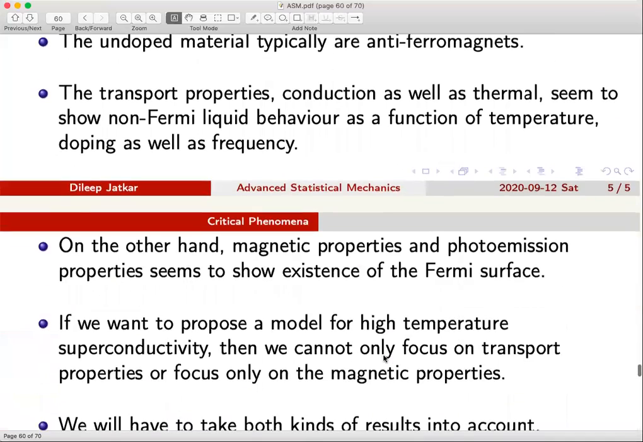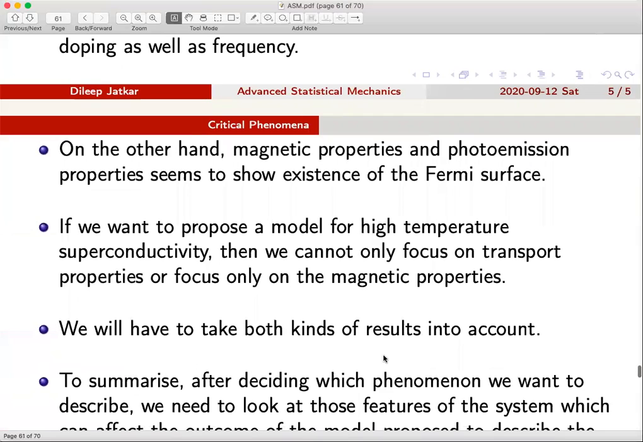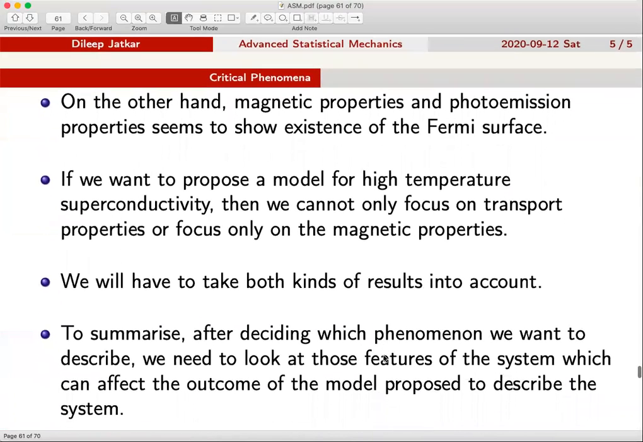Okay, on the other hand, if you try to study magnetic properties of these materials, and say, for example, photo emission property, there is an experiment called angle resolved photo emission. If you try to look at in what direction the photon emission would happen if you impinge energy onto the superconductors, that kind of experiment actually shows the existence of a Fermi surface. Okay, so therefore the system is complicated. On one side you see that it is not a Fermi liquid, on the other side you see that there exists a Fermi surface in the system.